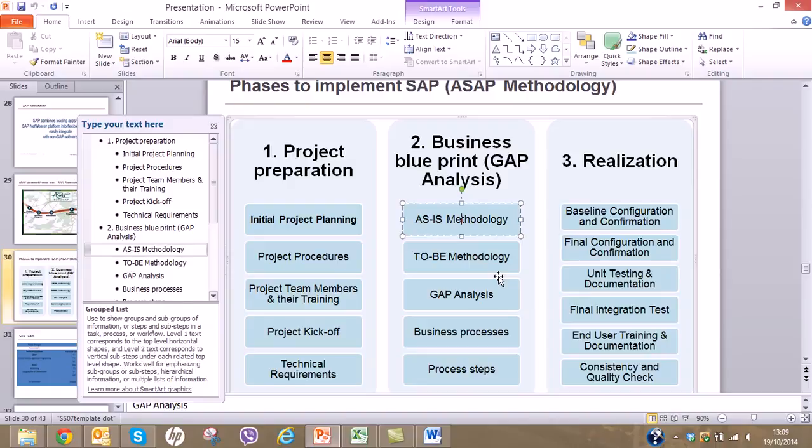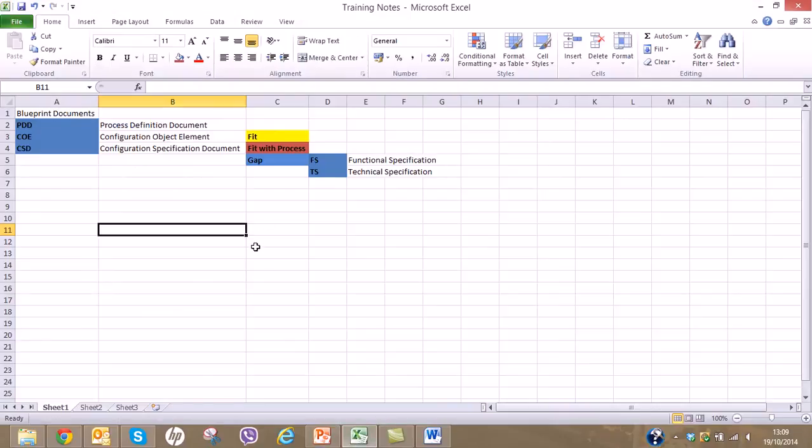Okay, and this as-is and to-be methodology will be written into the FS, the functional specification. This is your job, to write the functional specification. Technical specification is not your job, it is the ABAP consultant's job, the technical consultant's job to write the technical specification.